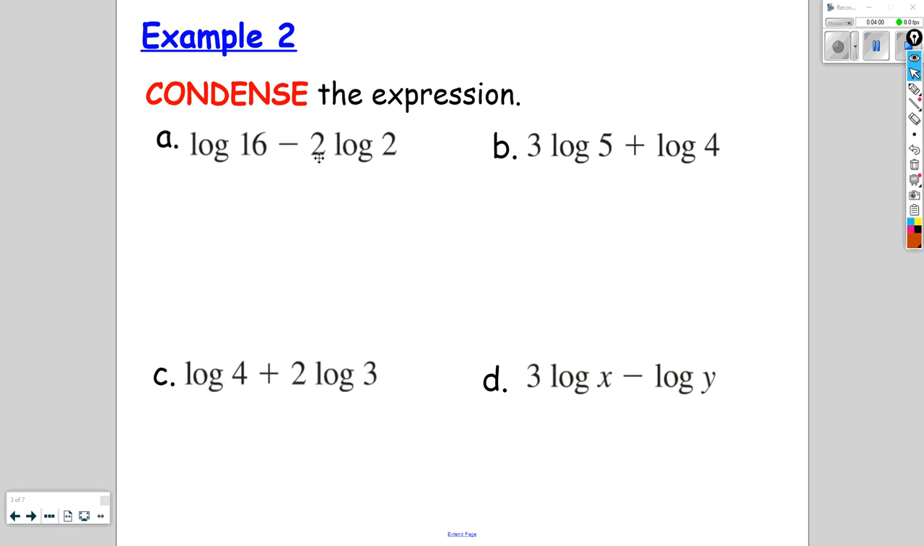Now we're going to see some product rules. So in part A, we have log of 16, and remember the implied base there is 10.